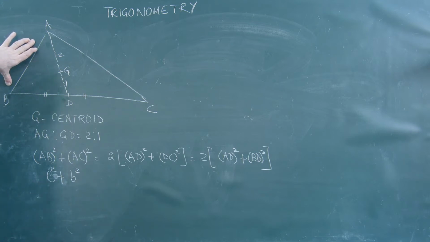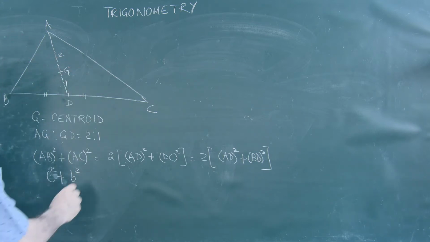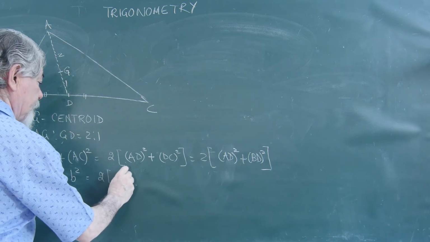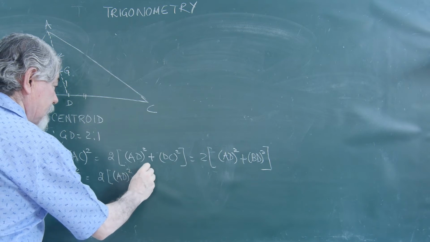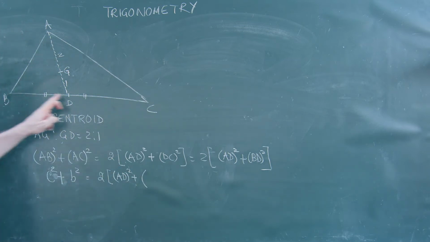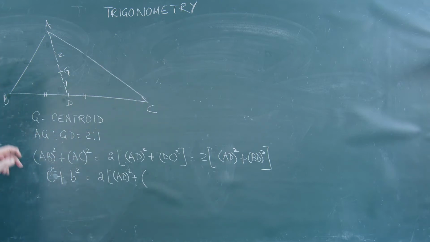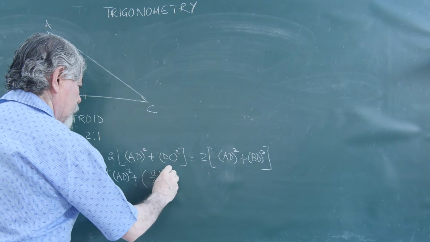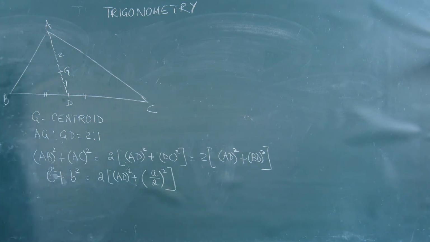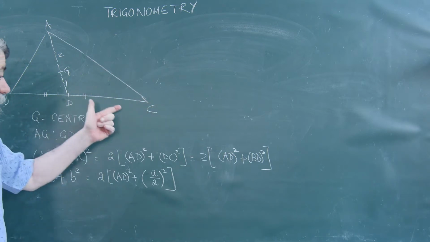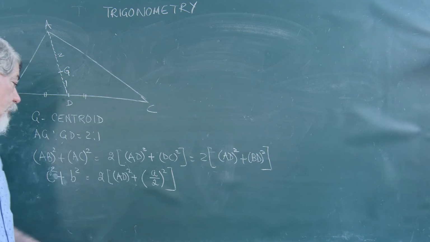AB is small c, AC is small b, is equal to 2 AD square, and this DC is half of A. This complete length is A, BC is A. So A upon 2 whole square. What is A? A is the complete length BC. So A upon 2 whole square.